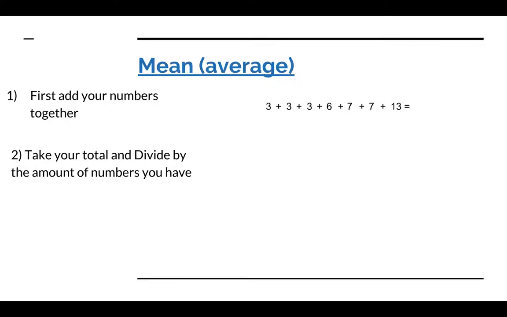So say we have a set of numbers like this: 3, 3, 3, 6, 7, 7, and 13. What we can do is add all these numbers together to get a total of 42. Then our second step is to take our total, which is 42, and divide it by the amount of numbers that we have, which is going to be 7. We have 7 numbers here. So we take our total, divide it by 7, and we get an answer of 6. So the average number in this set of numbers would be 6.